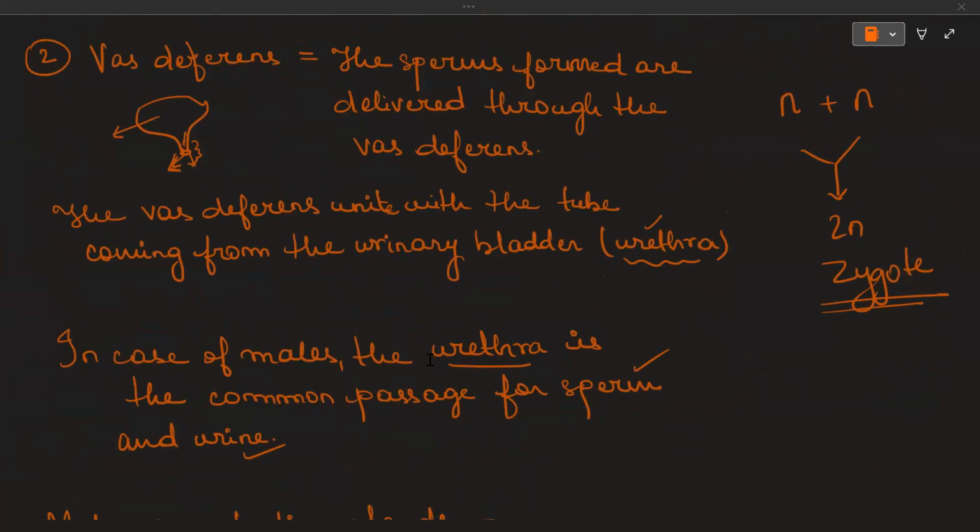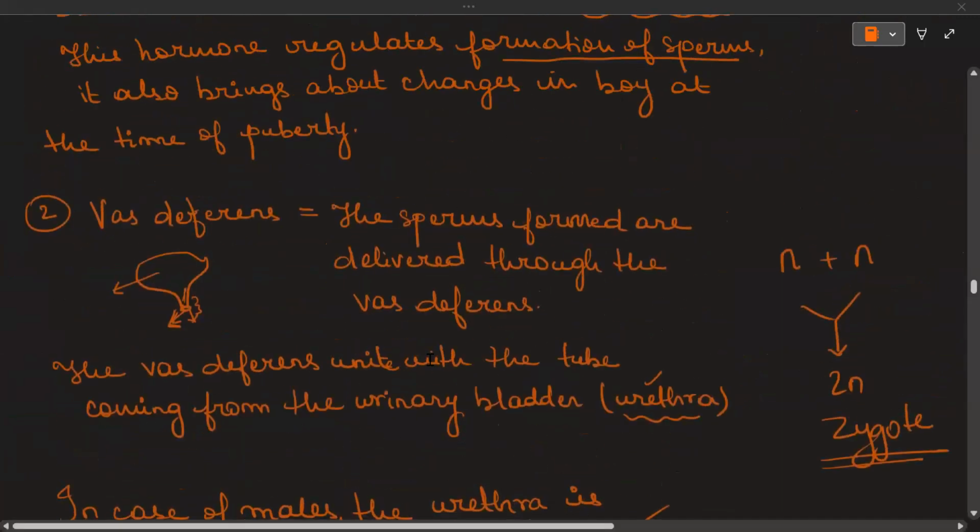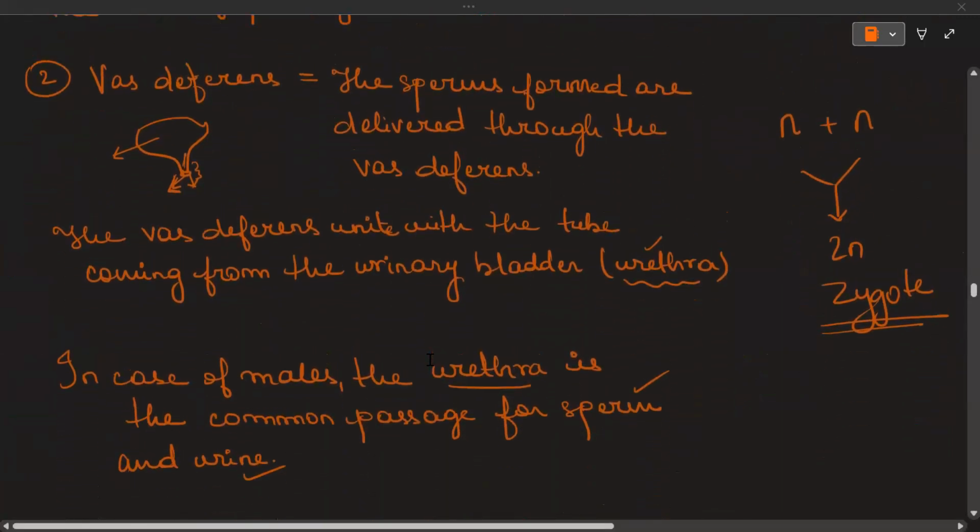Okay, ma'am. All right. So let's talk about the next structure in the male reproductive system. Today we are going to be talking about the vas deferens. We have done the testes and now we'll be talking about the vas deferens.